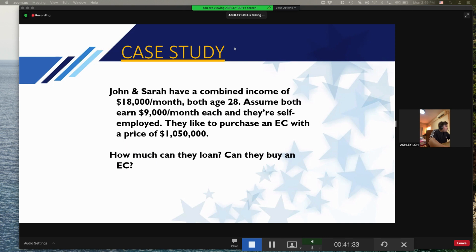Why cannot buy? 16K cap. But after the 30% reduction is already less than 16K, ma? So can buy or cannot buy?